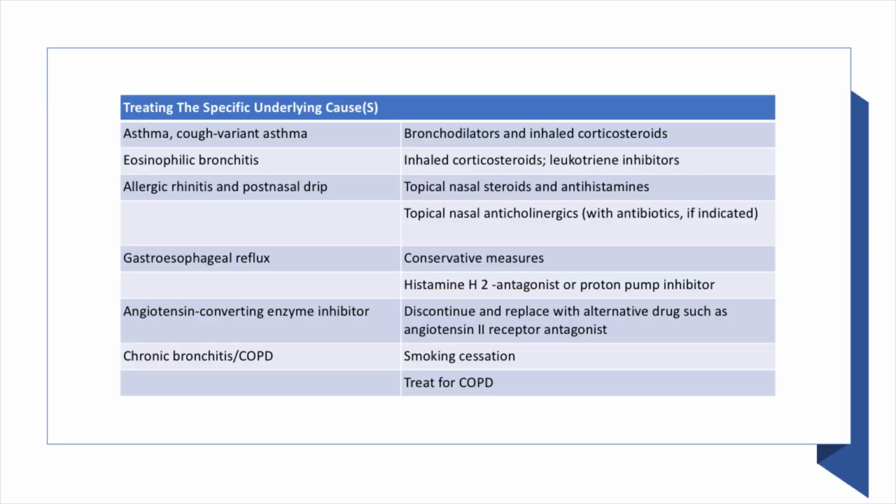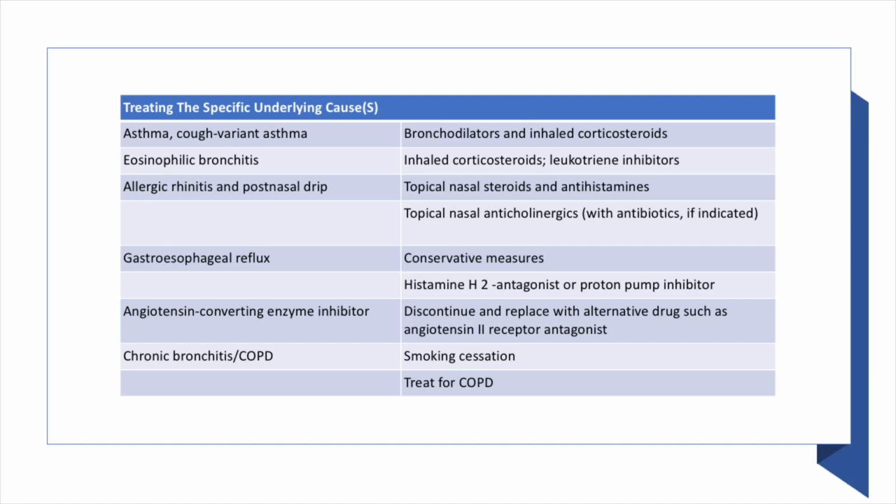Treating the specific underlying cause. In case of asthma and cough variant asthma, bronchodilators and inhaled corticosteroids are the treatment. In eosinophilic bronchitis, inhaled corticosteroids and leukotriene inhibitors. In allergic rhinitis and postnasal drip, topical nasal steroids and antihistamines, topical nasal anticholinergics with antibiotics if indicated.